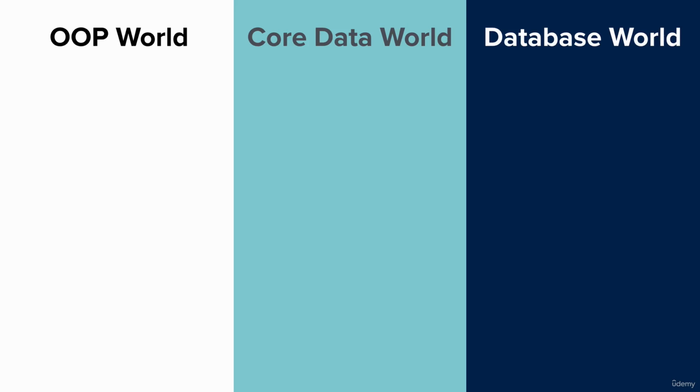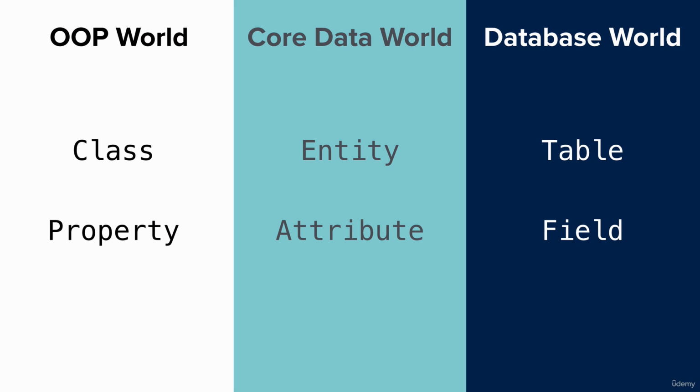Now, we've come across a lot of new words that actually all describe the same concepts that we're already familiar about. So, for example, in the object-oriented programming world, we have something called a class, and that in the core data world is known as an entity. And when you think about databases, that's simply just a table that represents your data. And in the other case, when we talk about properties in object-oriented programming, it's actually similar to an attribute in core data. And in your database, that would simply just be a field or a particular column of your table.